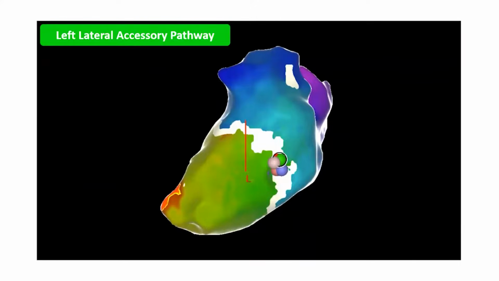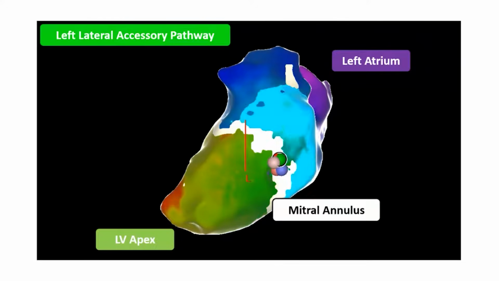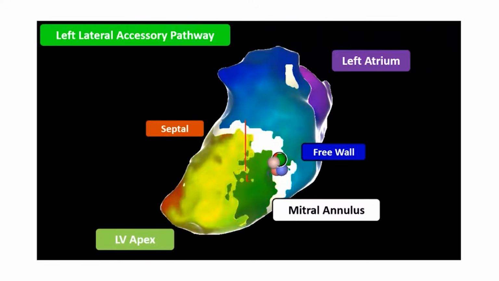Here is an activation map of this left lateral accessory pathway. Down here we can see that this is the LV apex. This white broad area is the mitral valve annulus. This is the left atrium. Over here to the left of the screen is the septum, and not pictured is the right ventricle and right atrium. And out here is the left ventricle and the left atrial free wall. Those spheres in the center represent the area of ablation that we perform to get rid of this accessory pathway.